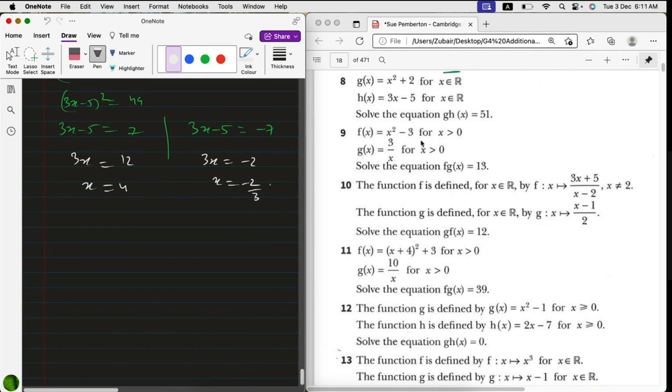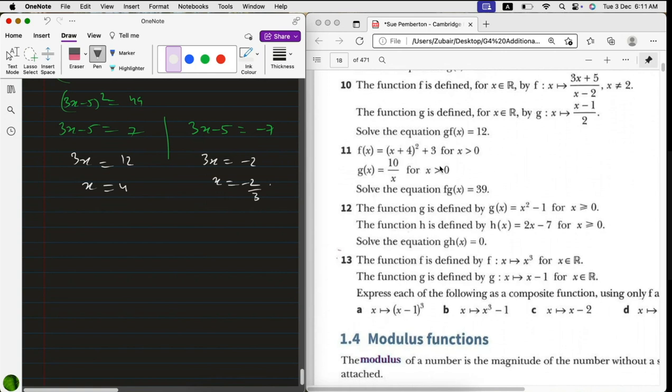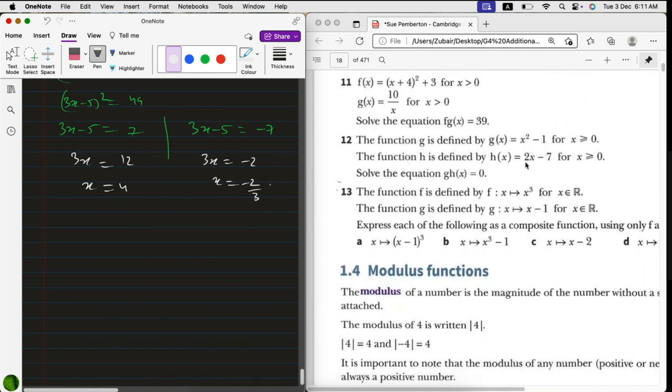Okay. Question 9 is the same theme. Substitute and solve. Number 10, f of x given, g given, substitute and solve. Just the difficulty level is increasing as these are more fractions. Number 11, we substitute. Let's try this. x is in the denominator and that's squared.